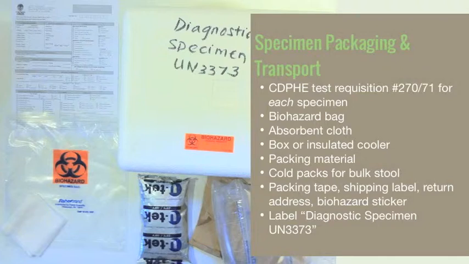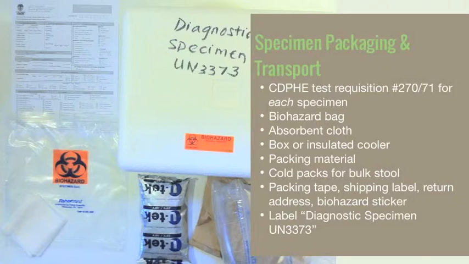In each biohazard bag, you should also place an absorbent cloth in case the specimen container leaks or breaks during transport. The Test Requisition Form 270-271 can be folded and placed in the outside sleeve of the biohazard bag for each specimen. The biohazard bag should then be placed into a container, such as a box or insulated cooler, with packing material to keep the specimen from moving around. If you are sending bulk stool, cold packs should be placed in the container. Amies swab tubes can be shipped at room temperature, but they must be refrigerated before shipping.